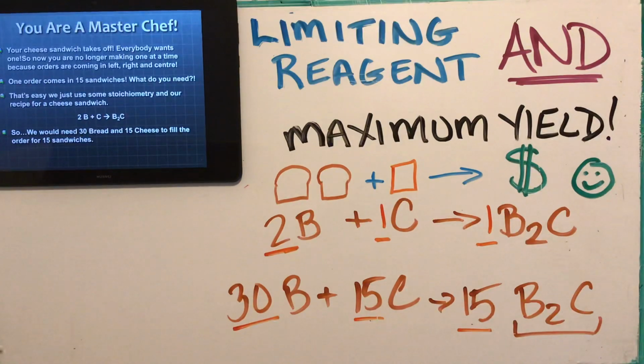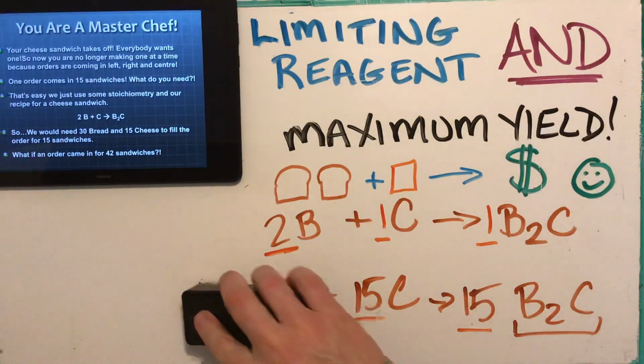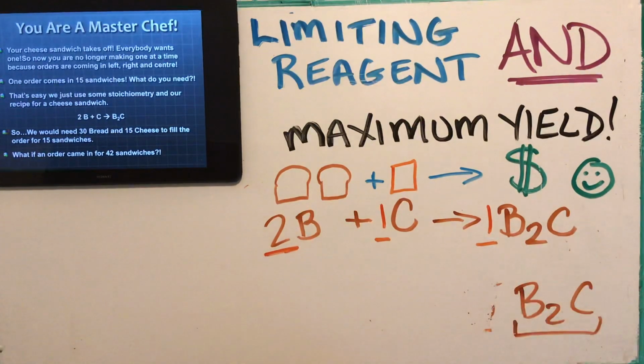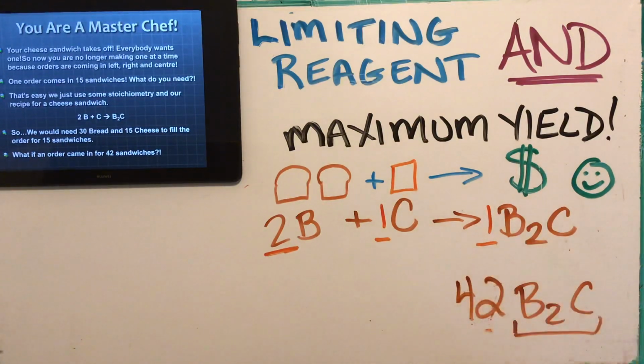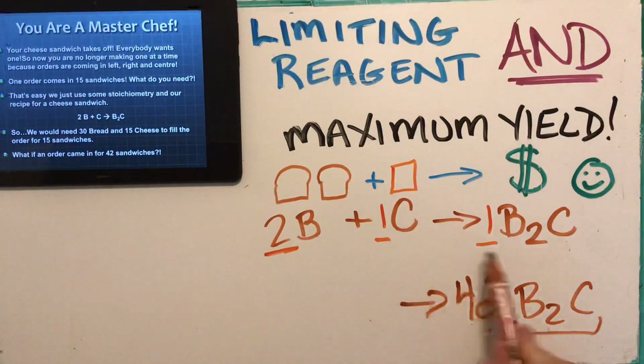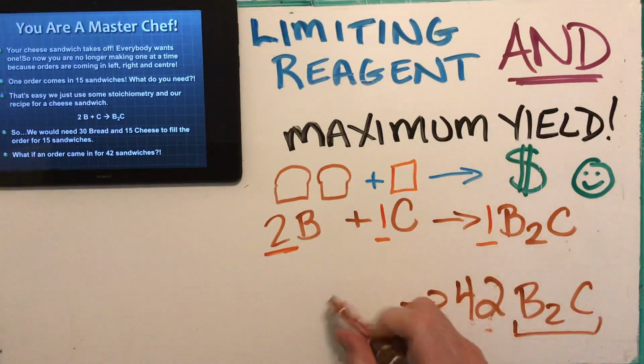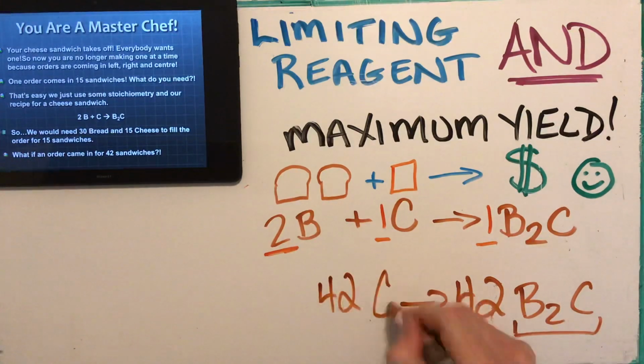And you figured out that we need 30 bread, 15 cheese for 15 sandwiches. What if an order came in for 42 sandwiches? So now I need 42 sandwiches. Well, what would I need there? Well, my relationship of cheese per sandwich is a 1-to-1. So whatever my sandwich is, my cheese is the same. I'd need 42 slices of cheese.